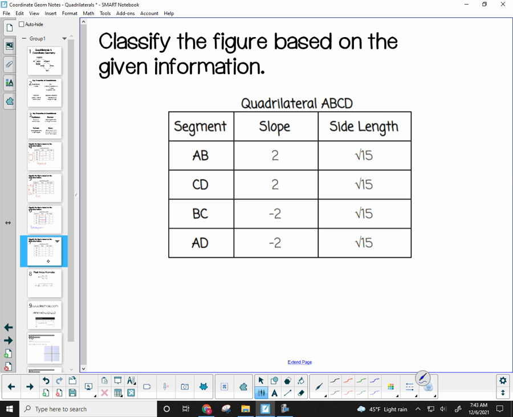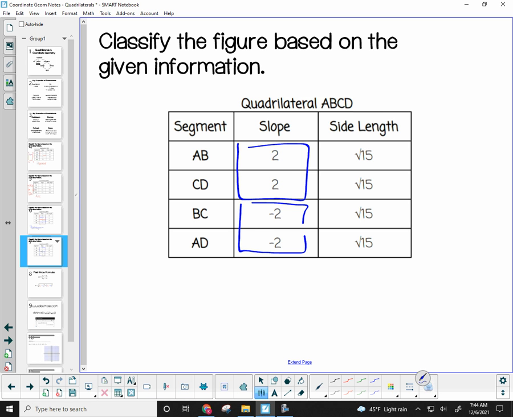All right, so let's look at the next one here. So do we have any parallel lines? Yeah, how many sets? 2 sets, so I know it has to be a parallelogram, right? Okay, do we have 4 congruent sides? Yes, so it either has to be a what or a what? A rhombus or a square. It's either got to be a rhombus or a square.